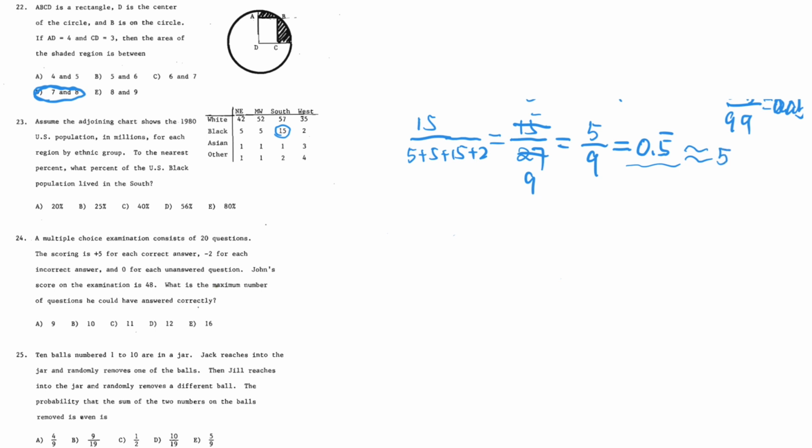So 56% of the black people live in the South. So the answer is D.